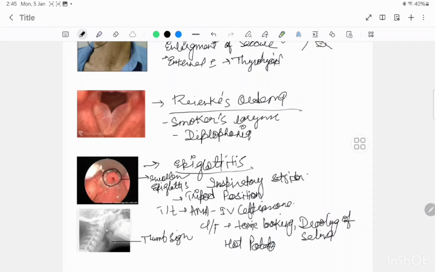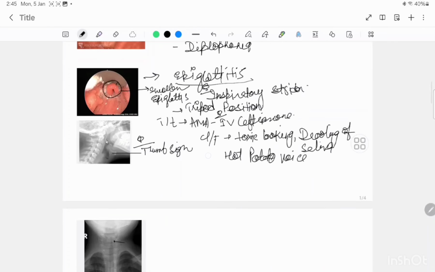Many of these are PYQs, like thumb sign is a PYQ, IV ceftriaxone is a PYQ, inspiratory stridor is a PYQ. So it is a very important topic for NEET as well as for AIIMS.